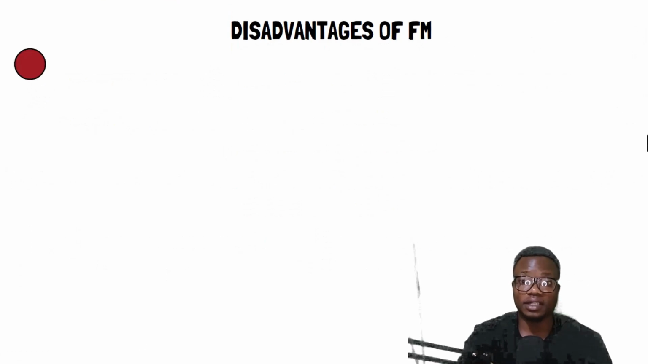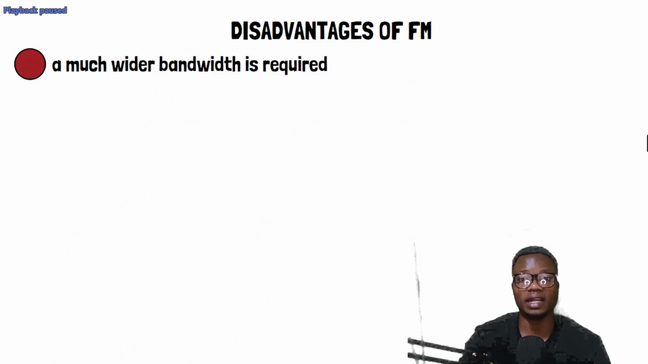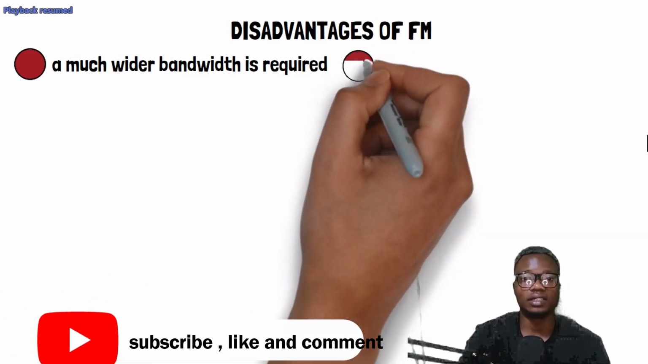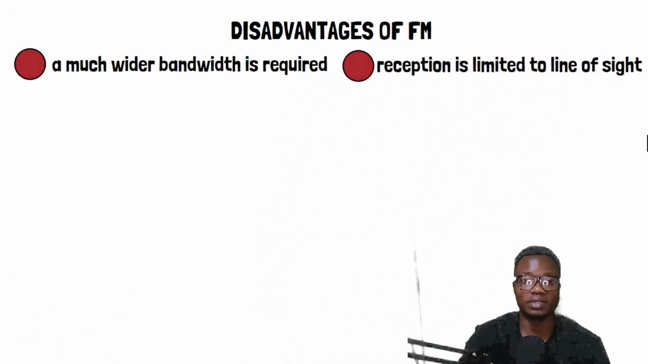Let us now see the disadvantages of using frequency modulation. Although frequency modulation, or FM, has many advantages, there are also disadvantages. The first is that a wider bandwidth is required. It needs a large bandwidth, so the range of frequency of operation becomes large, and achieving it is very difficult. Another disadvantage or limitation is that the reception is limited to the line of sight.